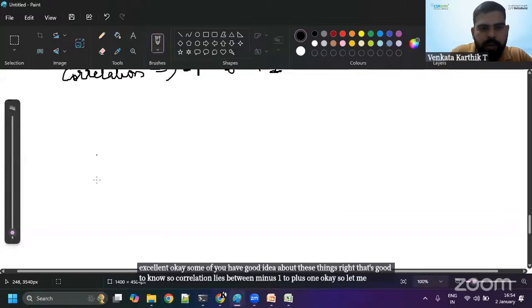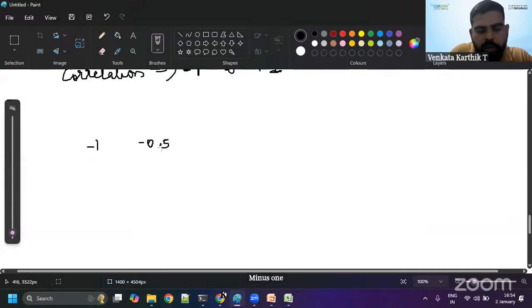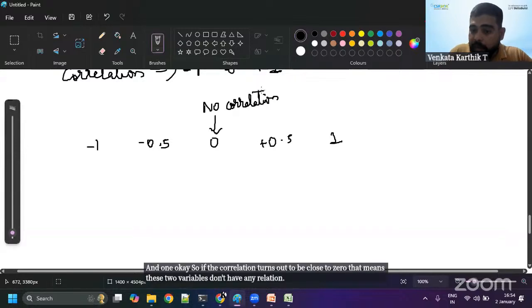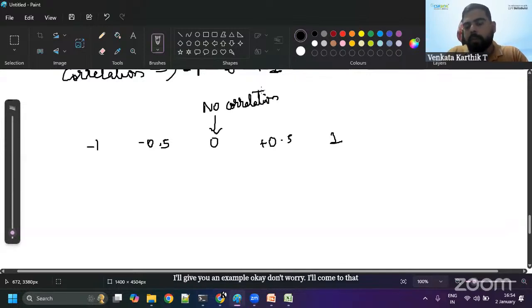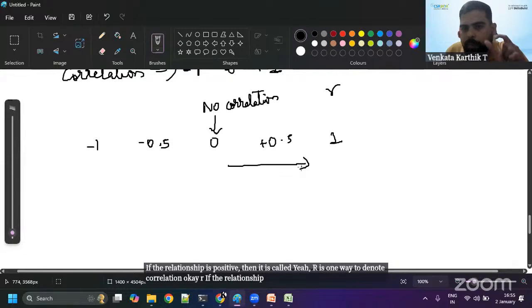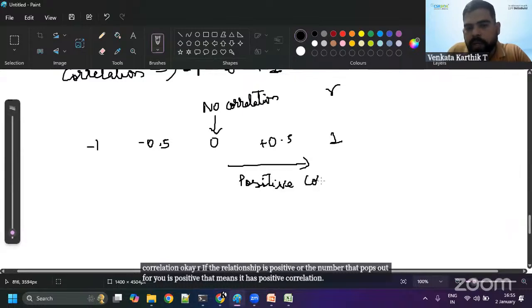Let me explain a little bit on this: -1, -0.5, 0, +0.5 and 1. If the correlation turns out to be close to 0, that means these two variables don't have any relation. I'll give you an example. Let's first understand how to interpret this. So if you get a correlation close to 0, it means the variables don't have any relationship. R is one way to denote correlation. If the number that pops out is positive, that means it has positive correlation.